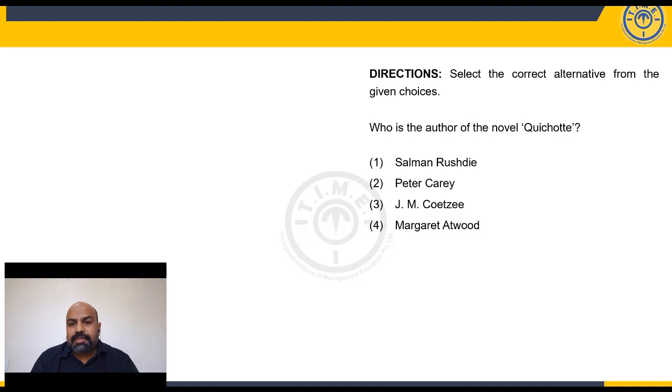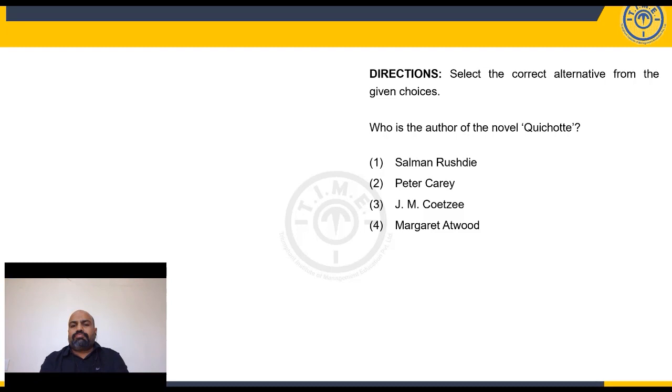True History of Kelly Gang. G-A-N-G, Gang. True History of Kelly Gang. Then we have J.M. Coetzee. Peter Carey is in Australia, my friends. J.M. Coetzee was born in South Africa, but he moved to Australia a few years back. So he's also Australian today.